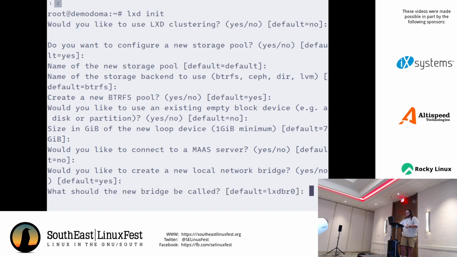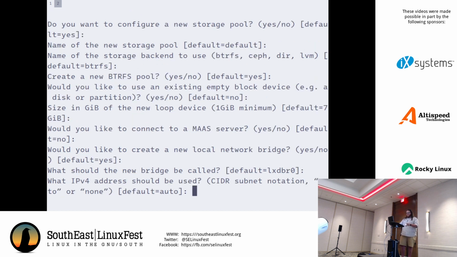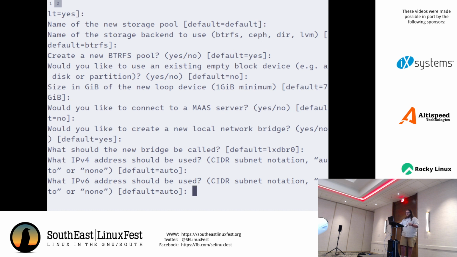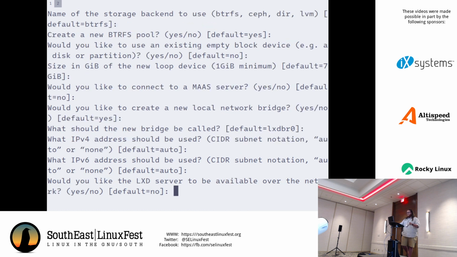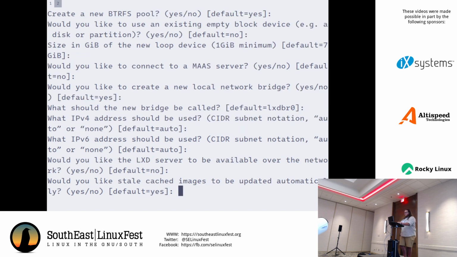We're making a new network bridge. We're going to call it lxdbr0. We're going to use automatic IPv4 and IPv6 addressing, and I'll show you what those look like in a second. And making the LXD server available over the network has some cool implications.